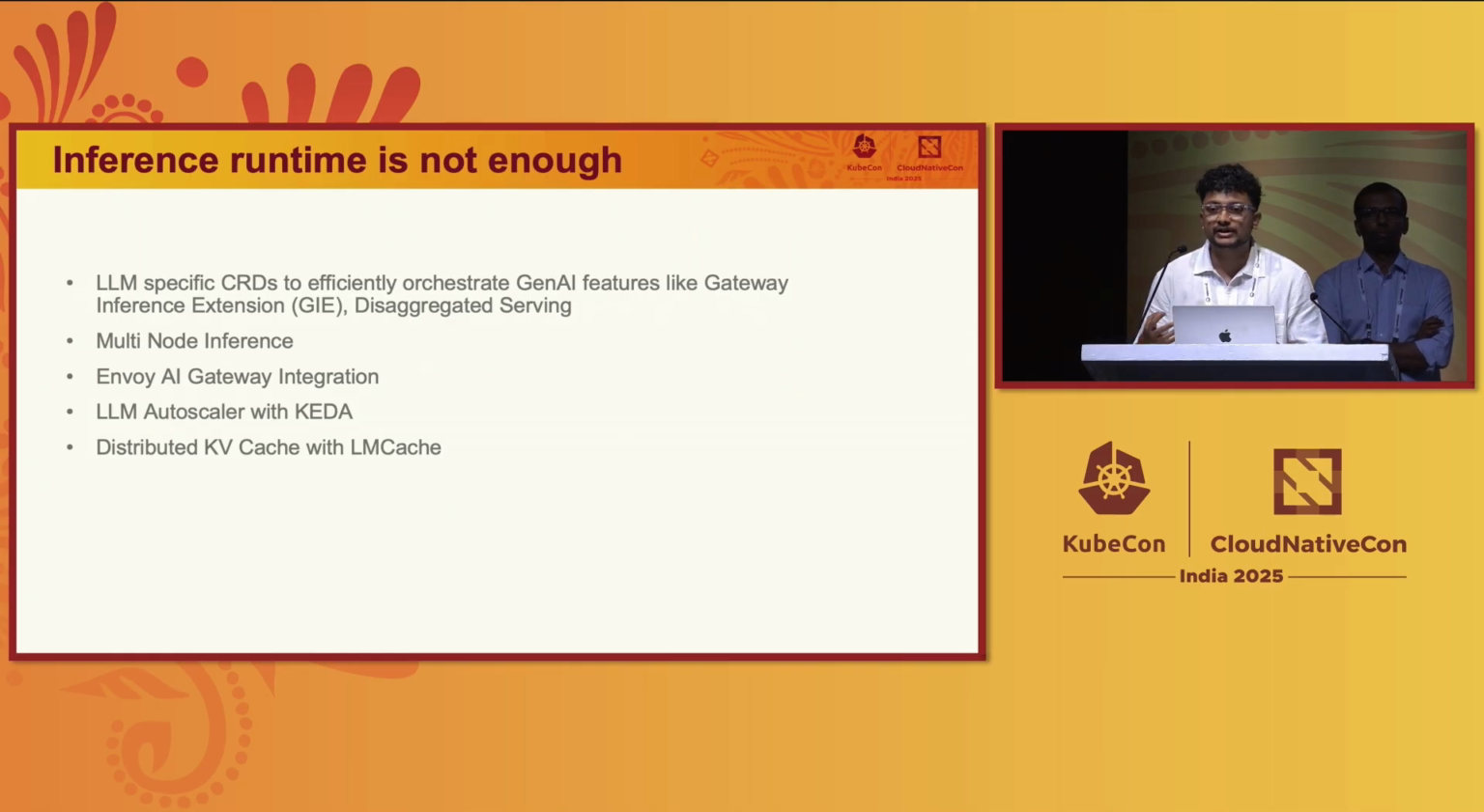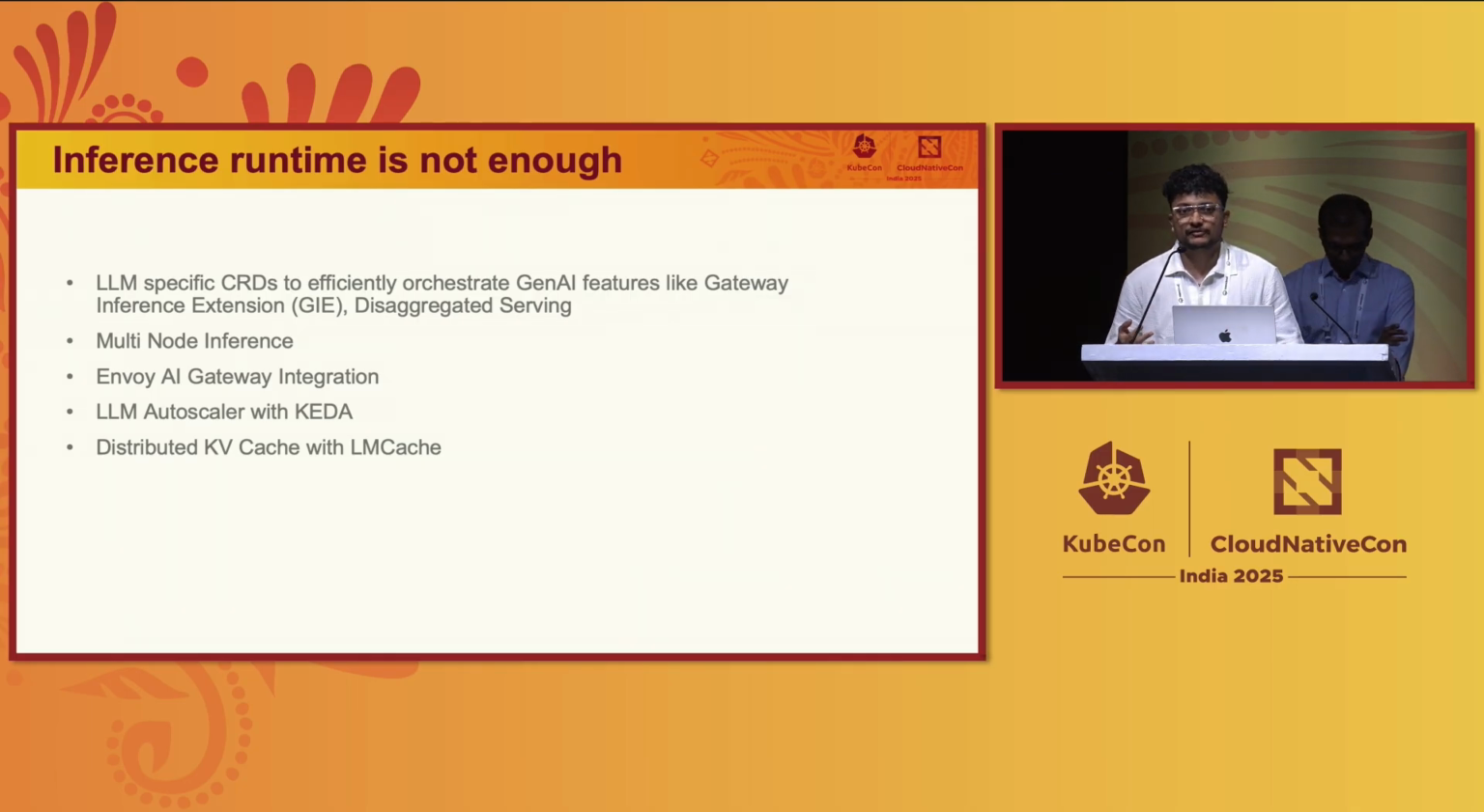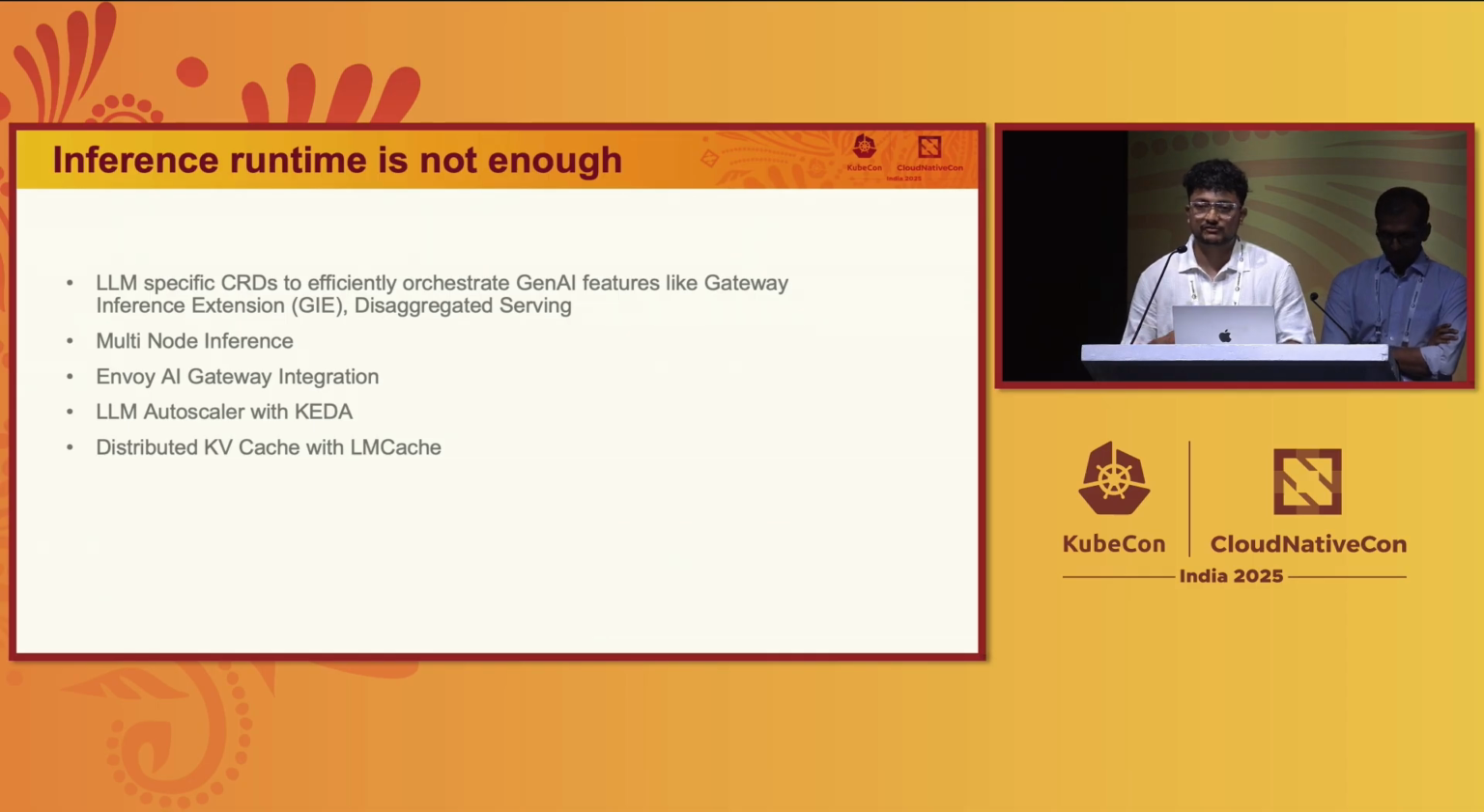Because prefill is very compute-intensive work. It's the start part, from when you get a prompt till the first token is generated. And second is decode, which is more memory-bound. So can I split it and use specific resources for those? The second thing is, if I have a very large model and my one node has only 2 or 4 GPUs, how do I fit it? That's when I need multi-node inferencing.